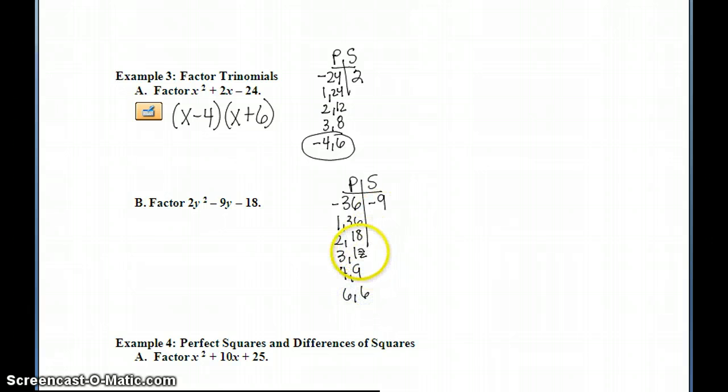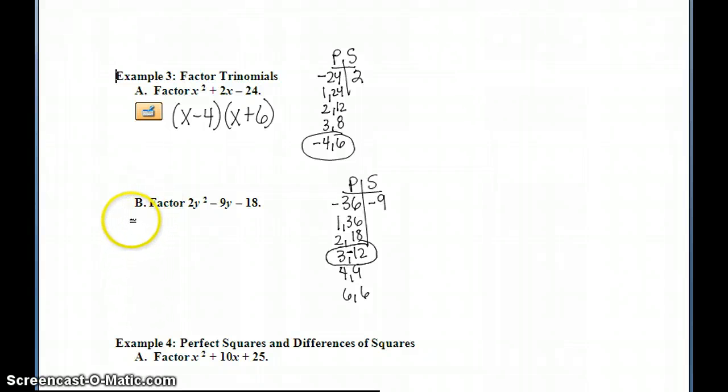Well, I want two numbers that are going to be 9 apart, and 3 and 12, if I subtract those, they'll give me 9. So I know I'm going to use these two, and since I want a negative 9, I need my bigger number to be negative, so I'm going to make that a negative 12 right here. And so I'm going to use these two numbers because they multiply to give me negative 36 and they add to give me negative 9.